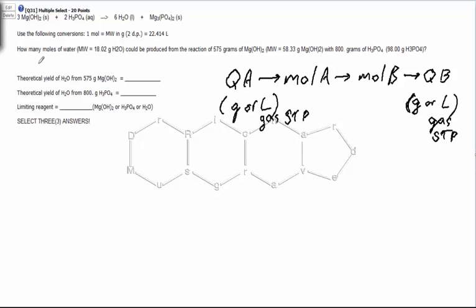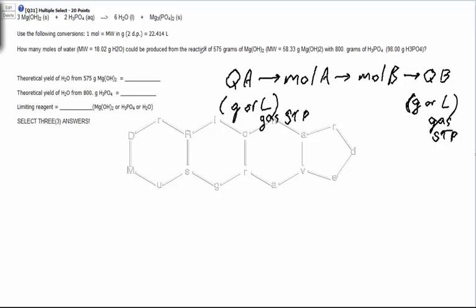Okay, in this one it says how many moles of water could be produced from reaction of 575 grams of Mg(OH)2 and 800 grams of H3PO4. And what we're looking at again is a problem where we have a limiting reagent and then we have to figure out the number of moles of water we could actually get.